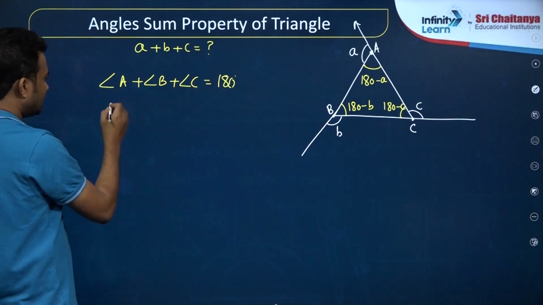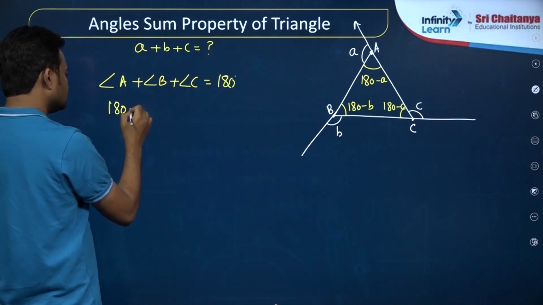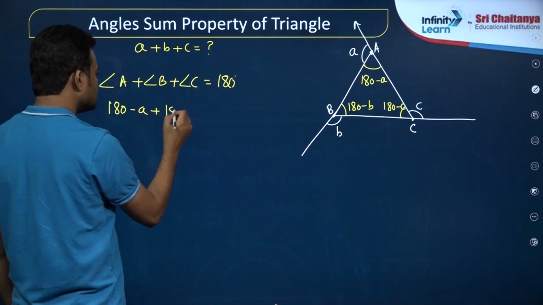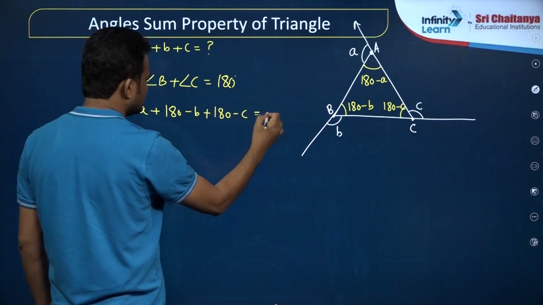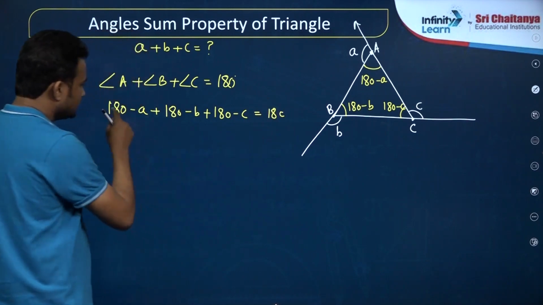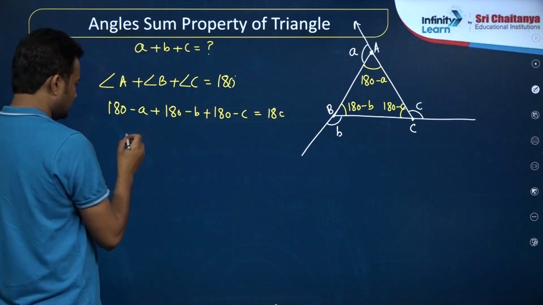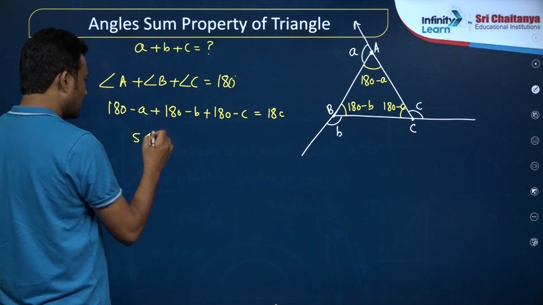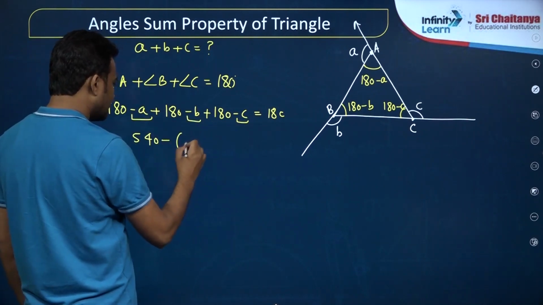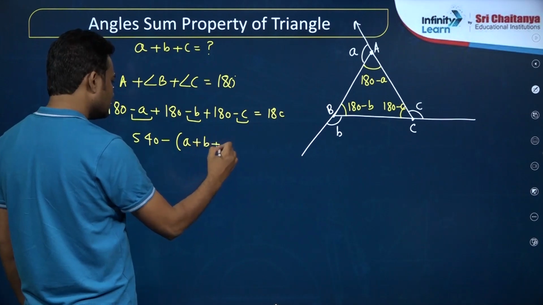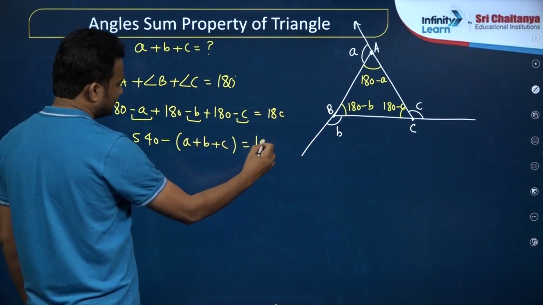So the first exterior angle is 180 minus A, the second is 180 minus B, and the third is 180 minus C. So this 180, 180, 180 is 540. And let us take minus common out from these three terms. So what we will get, guys? Minus times A plus B plus C, and that is 180 degrees.